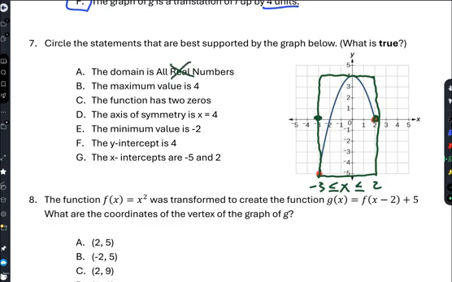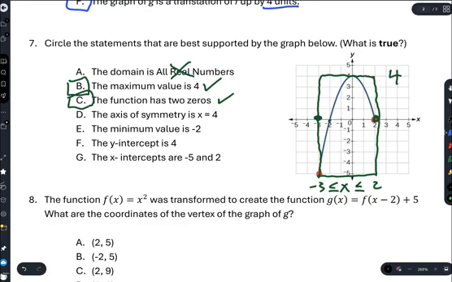That's not right. The maximum value is 4. That is correct, because that is the maximum value. The function has 2 zeros. Correct, right here and here, negative 2 and 2, that's correct. The axis of symmetry is x equals 4, that is wrong. The axis of symmetry goes right through here. The axis of symmetry is actually x equals 0.